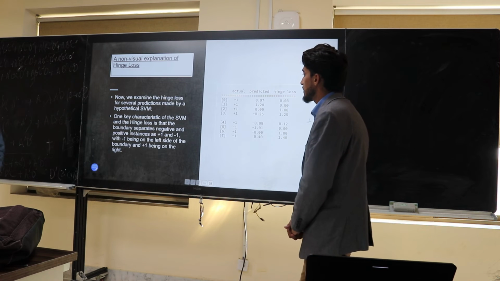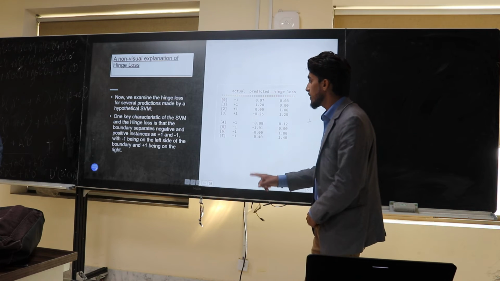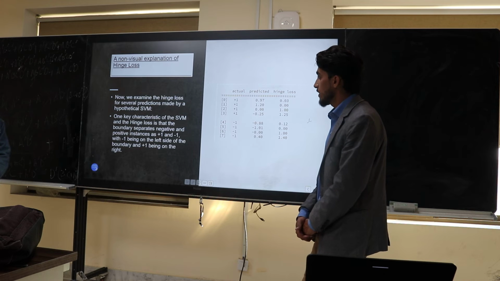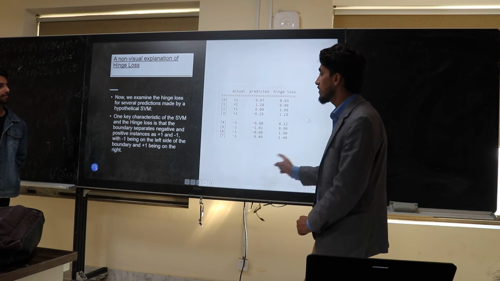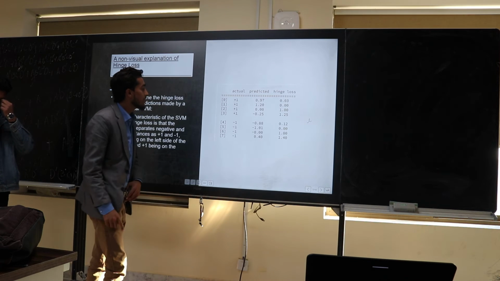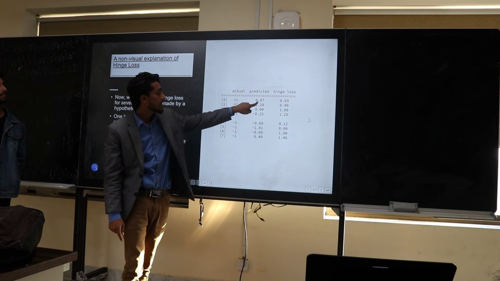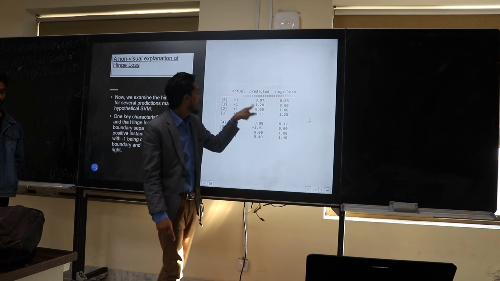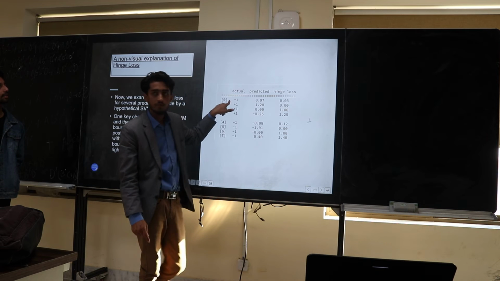One key characteristic of SVM and the hinge loss is that boundaries separate negative and positive instances as +1 and -1, with negative one being on the left side of the boundary and positive one being on the right. If at index 0 our actual value is +1 and our predicted value is 0.97, then the hinge loss will be 0.03. We subtract 0.97 from 1.